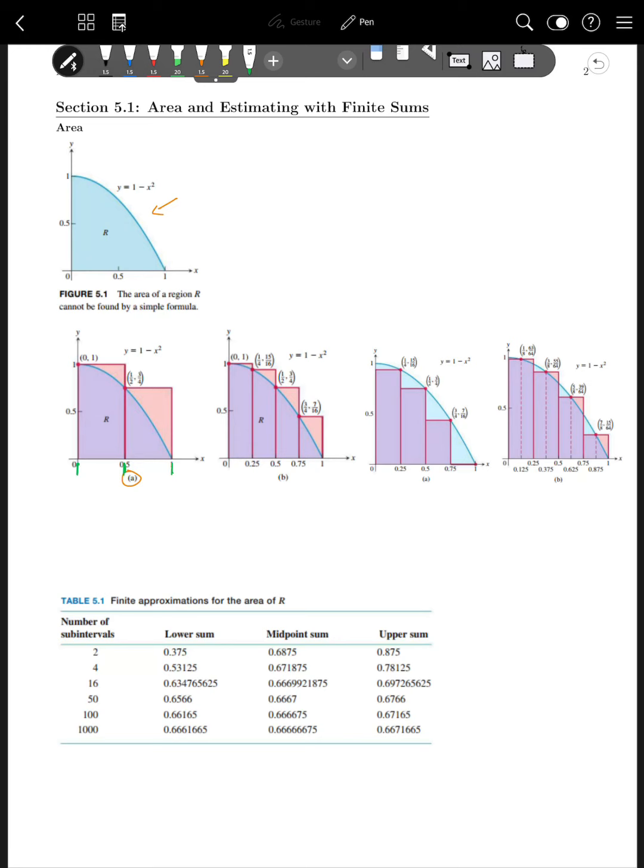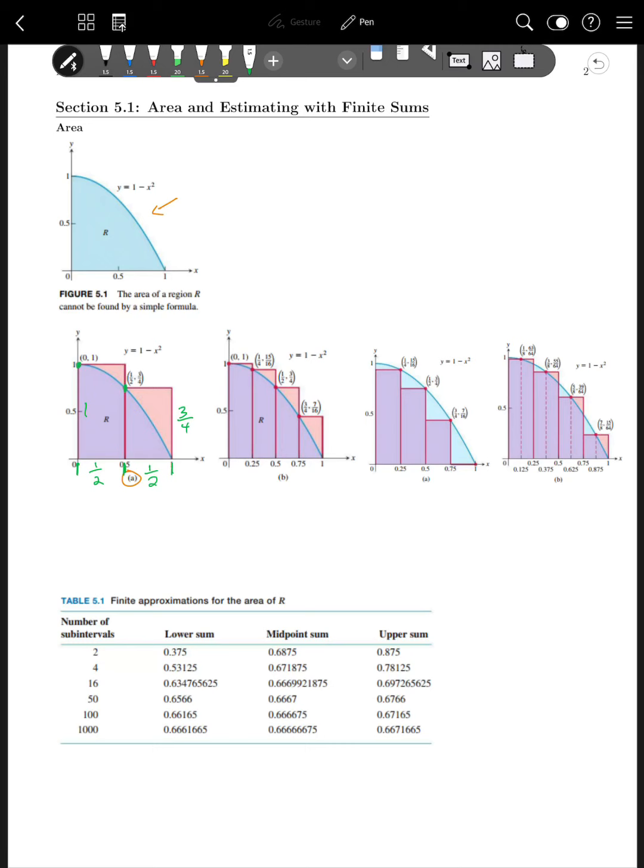And what we're doing is we're using the left-hand side of the rectangle to determine the height. So what they did is they broke the region into two equal pieces, from 0 to 1/2 and from 1/2 to 1. And then the height of the rectangle is determined by the y value on the left-hand side of that region. So it's the y value at 0 and the y value at 1/2.